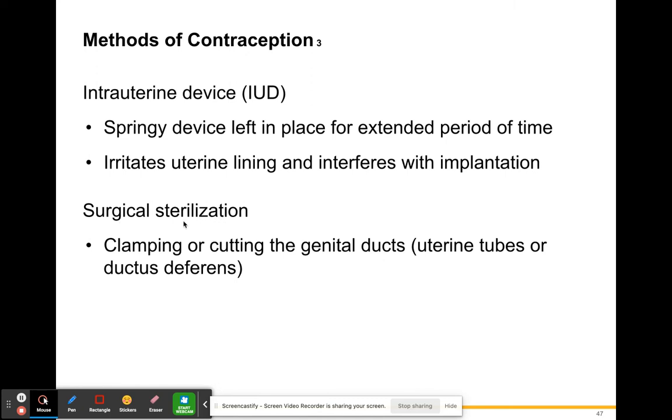You have surgical sterilization, which is a very last-ditch effort. But for people who have already had the number of children that they want to have, but still want to continue to have intercourse without any contraception, this is a way to go. This is kind of like having a vasectomy for a male. They can do the same thing for a female, where they clamp or cut the fallopian tubes so that ova cannot get fertilized.